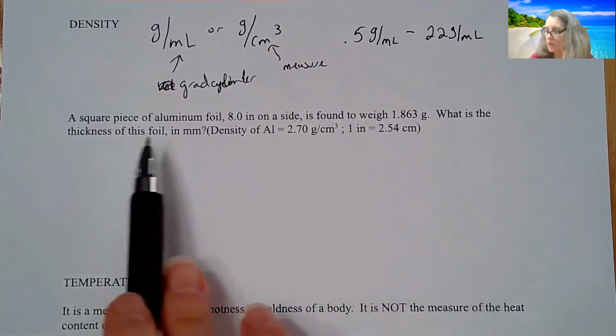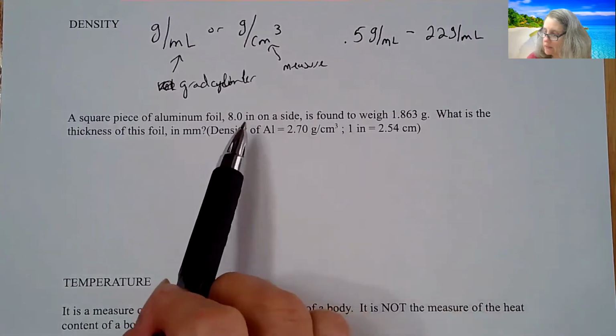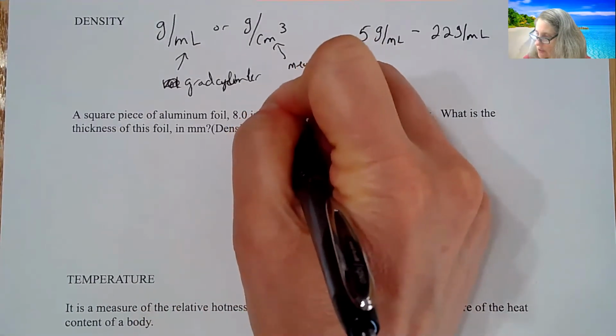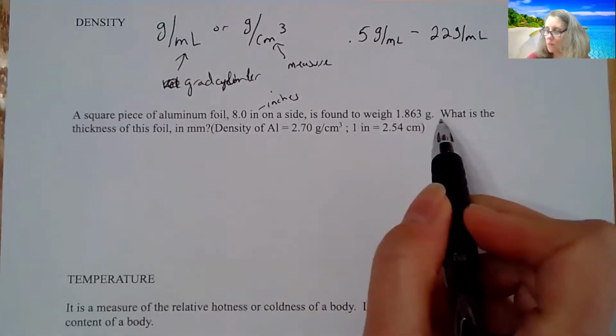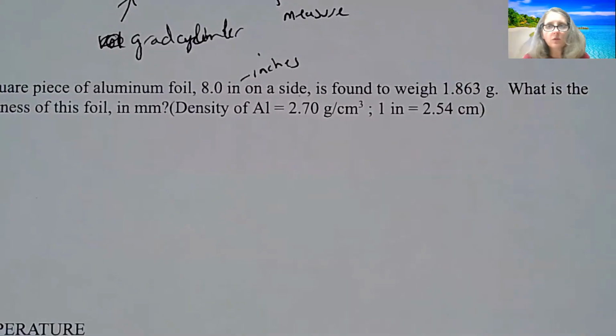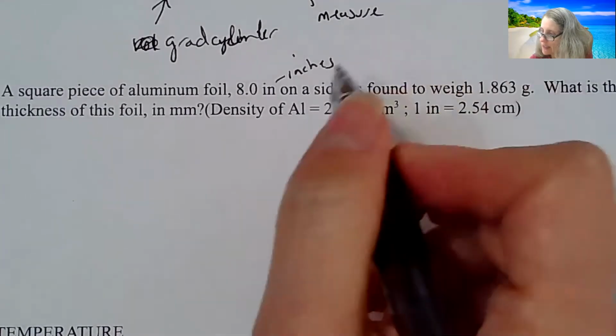Okay, so a quick calculation here. A square piece of aluminum foil is 8 inches on a side. So again, this is inches on a side. It's found to weigh about 1.863 grams. What is the thickness of the foil in millimeters if the density is 2.7 and an inch is 2.54 centimeters?